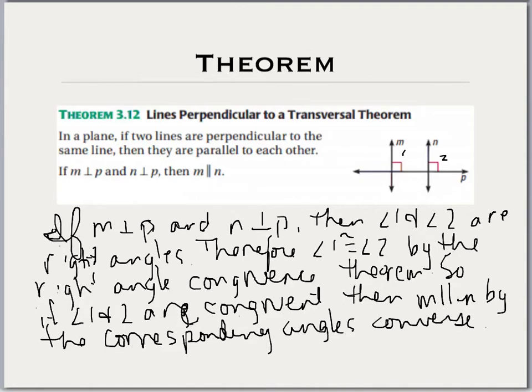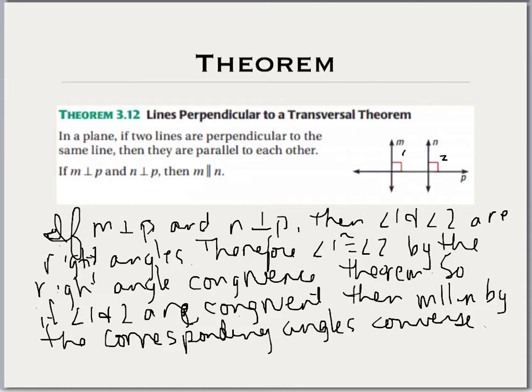Okay? Pretty easy. If the two lines are perpendicular to that transversal, or that transversal is perpendicular to both those lines, then it makes angle 1 and 2 right angles. And then we know that all right angles are congruent to each other. Then we know that if the corresponding angles are congruent, then the lines are parallel. Pretty easy proof. I'm hoping for you guys these proofs are getting easier.